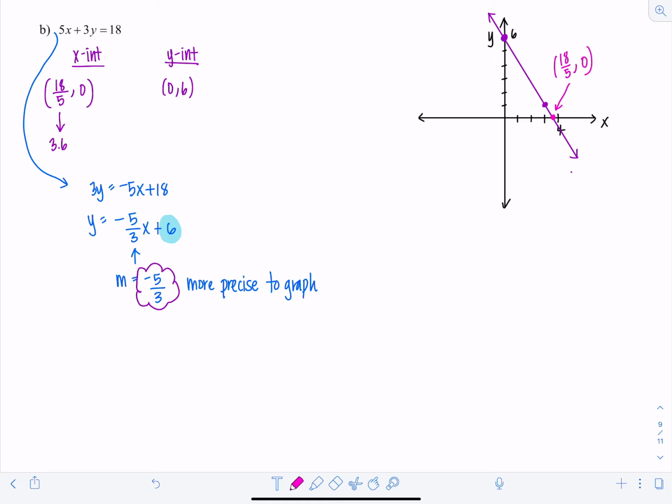So this was just a light review, more fun to come, and stay tuned, we're going to be graphing circles in the next lesson.